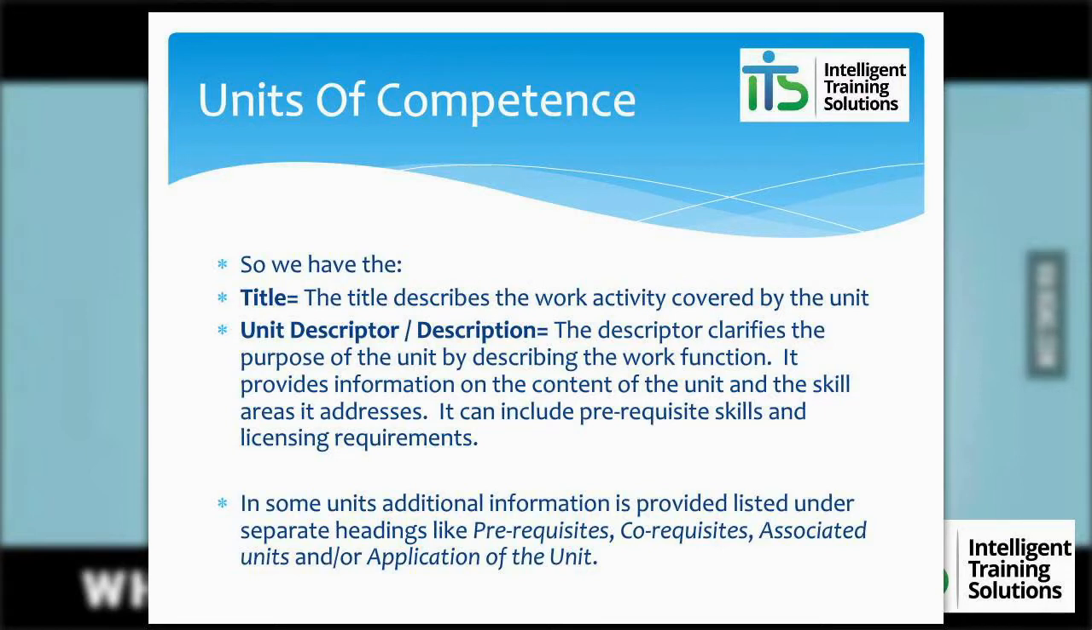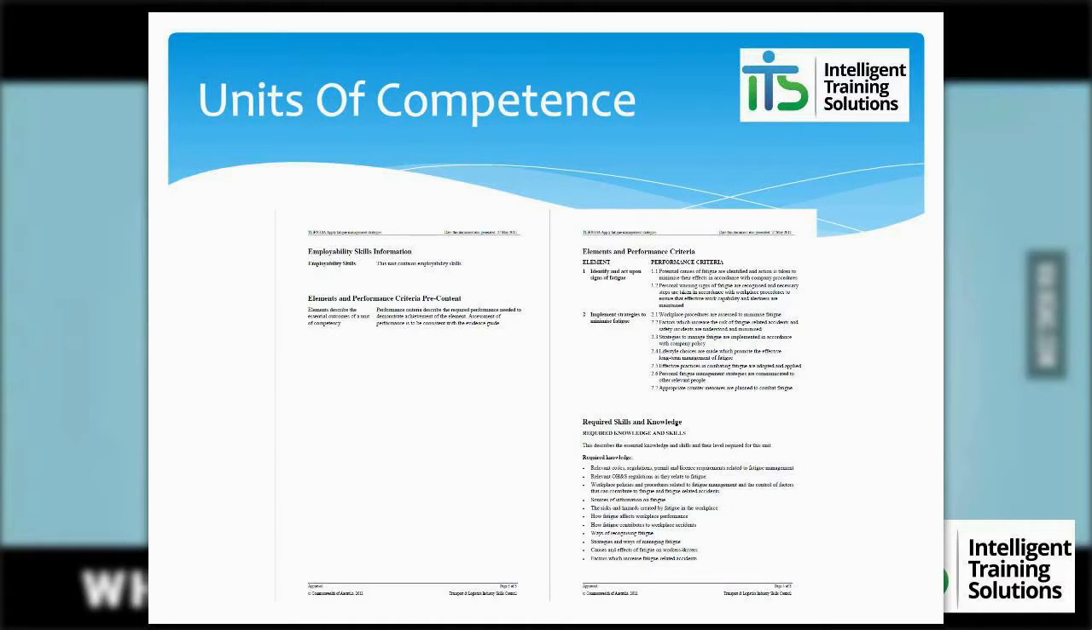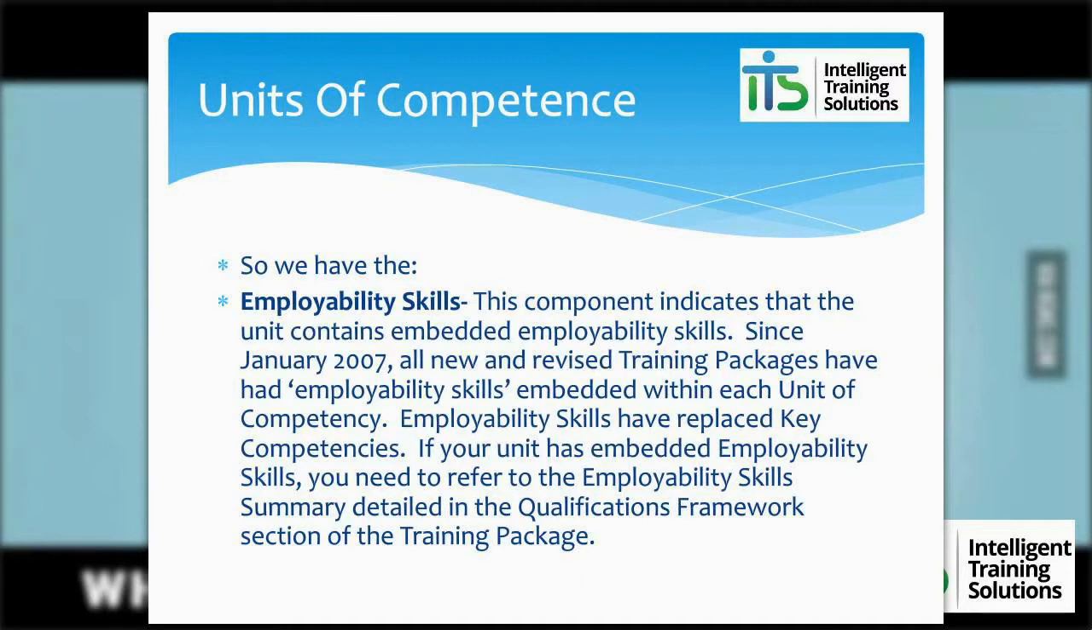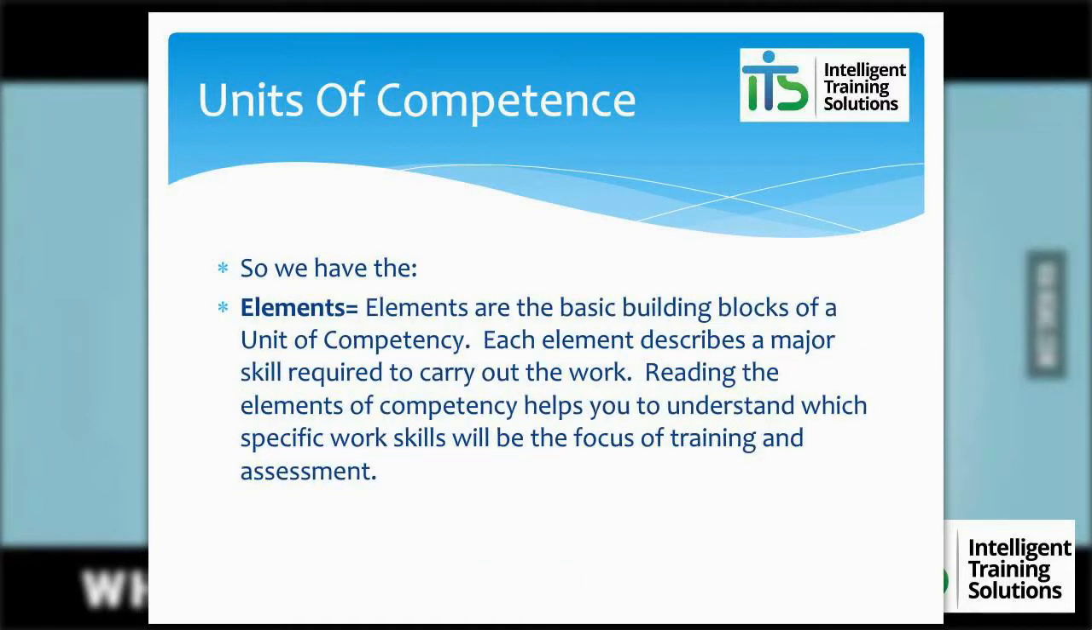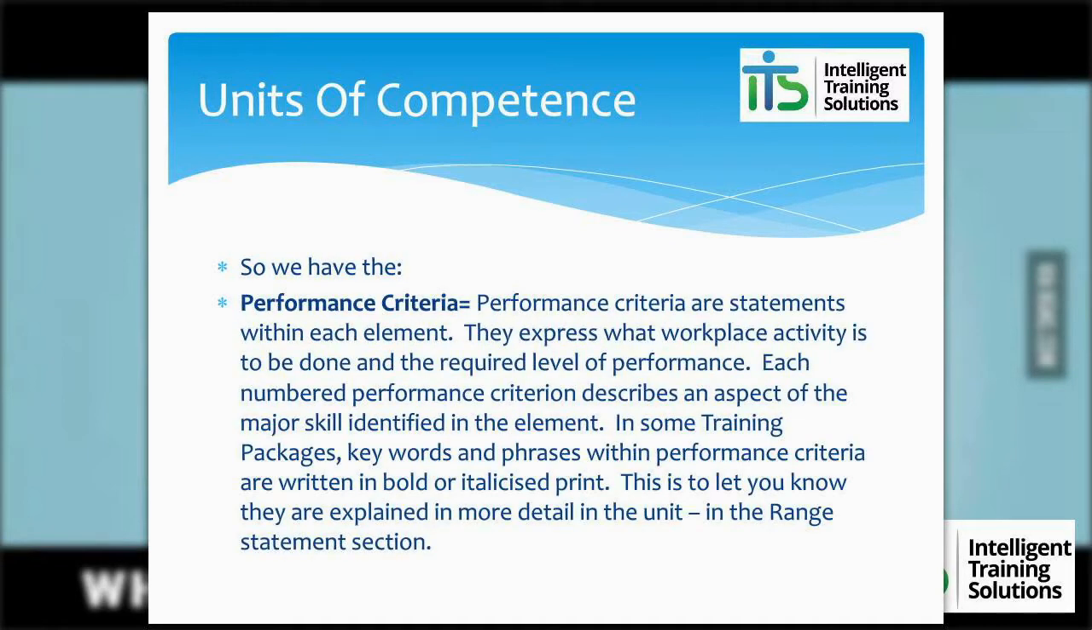So like I said, we have the unit descriptor, we have the title, which is telling us the work activity, the unit descriptor, which is really clarifying the job itself, so to speak, any prerequisites. On the following page, we'll start to have the elements of performance criteria. The elements are the basic building blocks of the unit of competency. Each element describes a major skill required to carry out the work. Reading the elements of competency helps you to understand which specific work skills will be the focus of the training and assessment. And then the elements are broken up further into performance criteria.